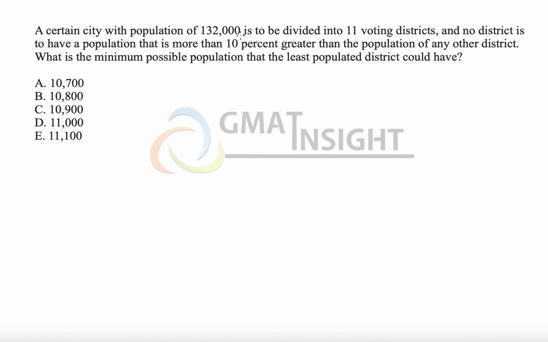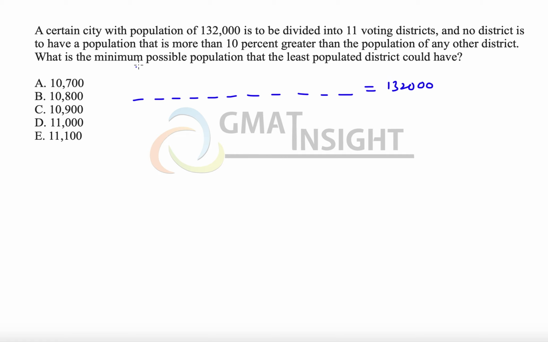A certain city with population of 132,000 is to be divided into 11 voting districts. So we have 1, 2, 3, 4, 5, 6, 7, 8, 9, 10, 11 voting districts, and the total population of all these districts is equal to 132,000.